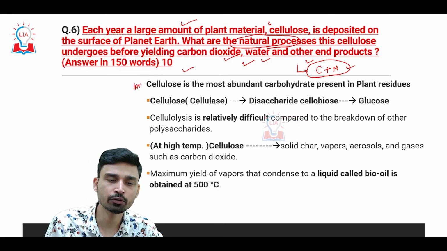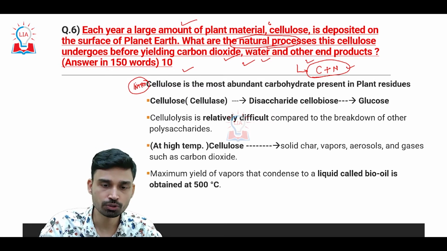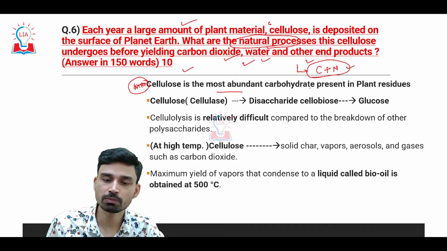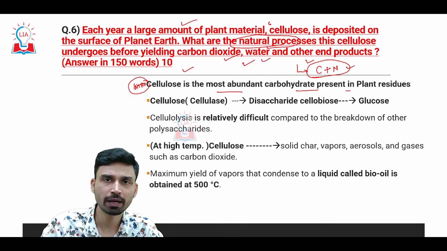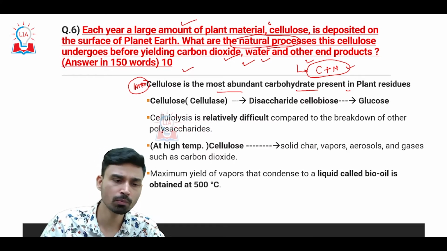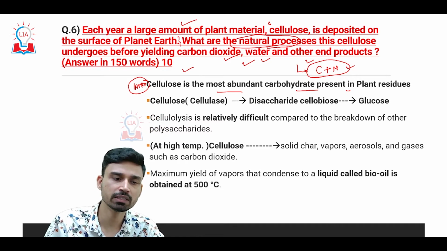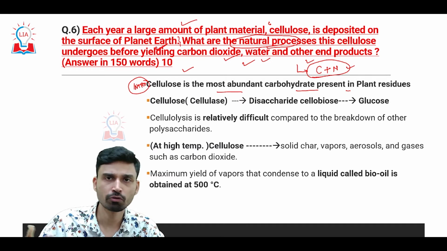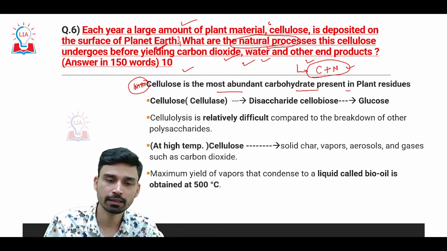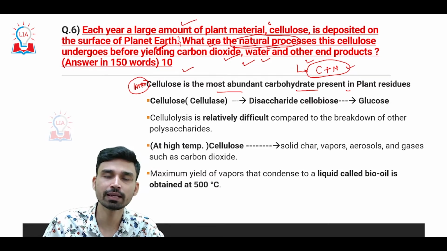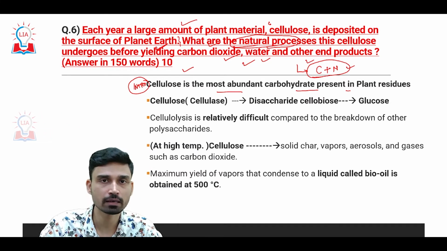So the general structure of the answer should be something like this, roughly: you can start in the introductory part by defining or explaining what cellulose is. As we can see, cellulose is the most abundant carbohydrate present in plant residues. Once you have defined this, you can also talk about why a large amount of plant material is deposited on the surface of planet Earth. Obviously it has to do with the natural life cycle of plants or trees. Then in the next stage you can discuss the natural process, how there is a disintegration or decomposition of cellulose that occurs in the soil.